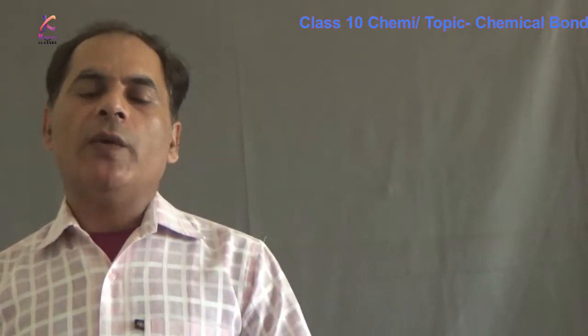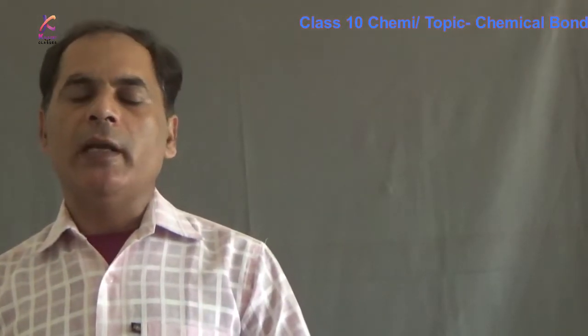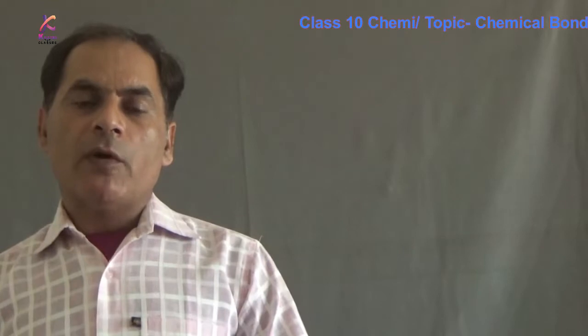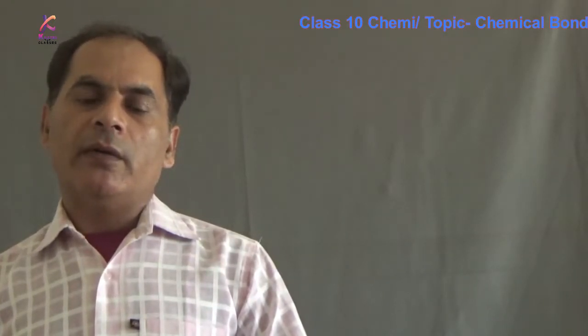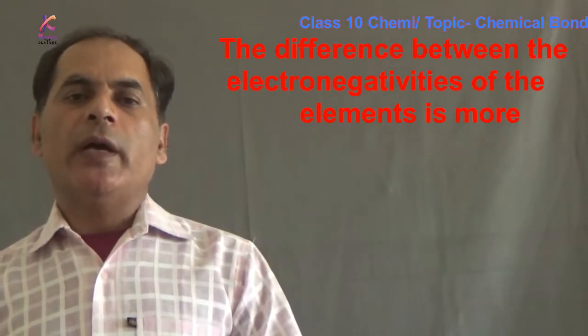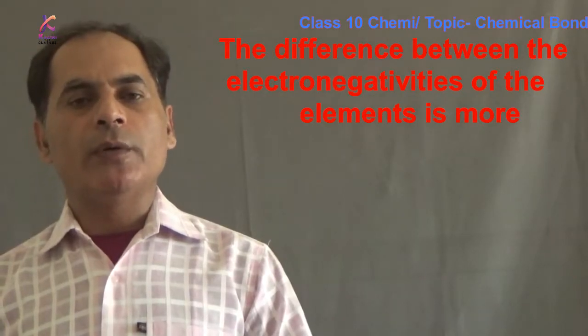So very first we will study the electrovalent bond. An electrovalent bond is the bond which is formed between metal and non-metal elements. This bond is formed between two atoms of elements with a large electronegativity difference. If the electronegativity difference of two elements is large, then the bond formed is the electrovalent bond. Electrovalent bond is also called ionic bond.